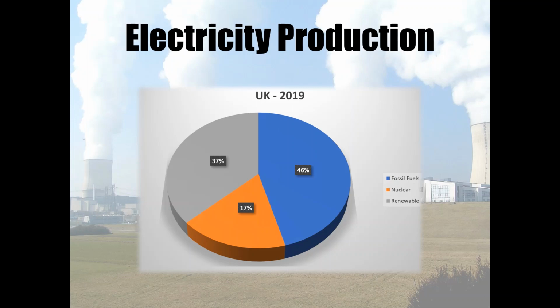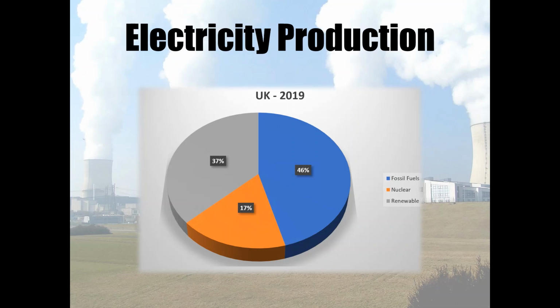Okay, just so you've got a rough idea of the split between those fossil fuels, nuclear and renewables, this is some information that I got from the UK for 2019. We can see here that fossil fuels make up 46% of the UK's electricity production. So a huge percentage in the UK.